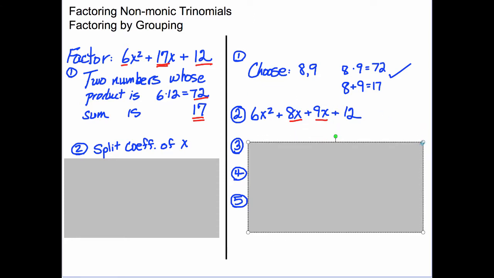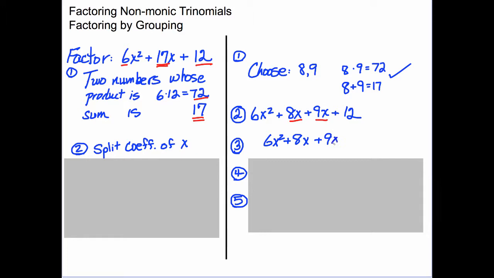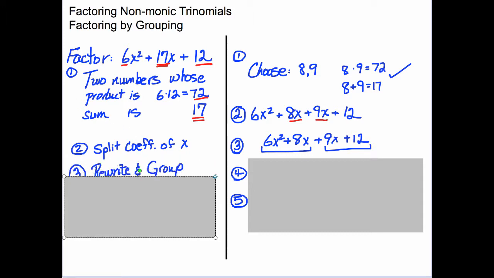And then the next thing we do is we group. So let's see how that works. We take this polynomial and we write it as 6x squared plus 8x plus 9x plus 12. And the grouping part is to consider the first two terms together and the second two terms together. All right, so that part is the rewrite and grouping. So we rewrote it and we grouped in twos.